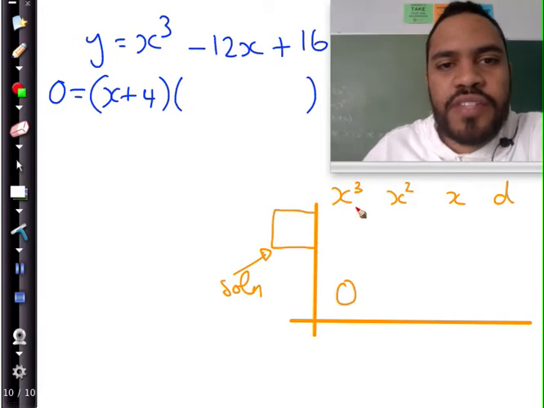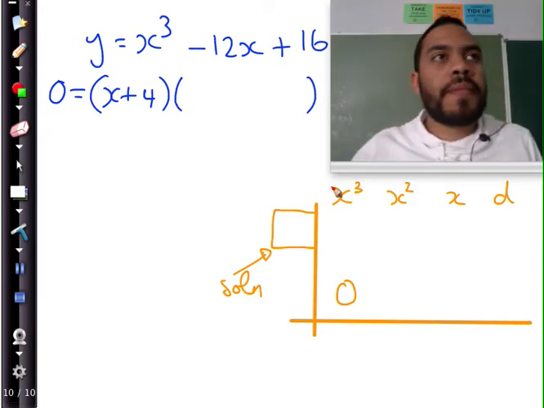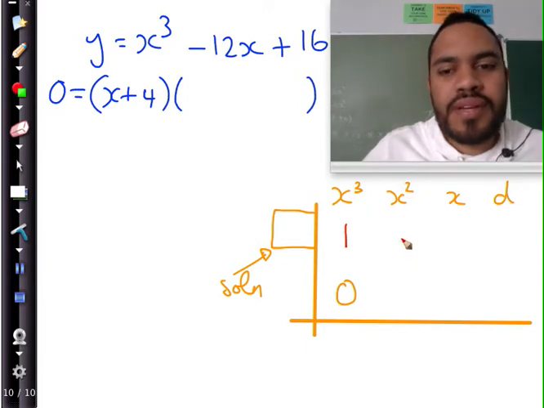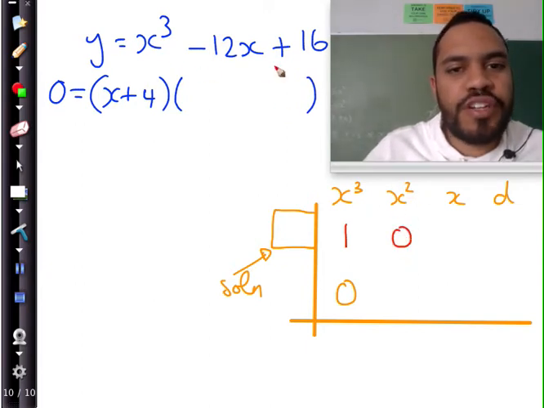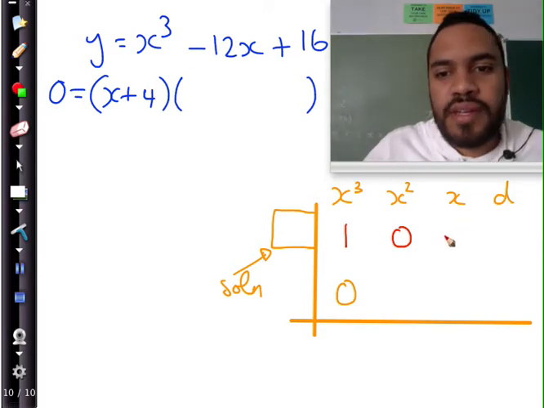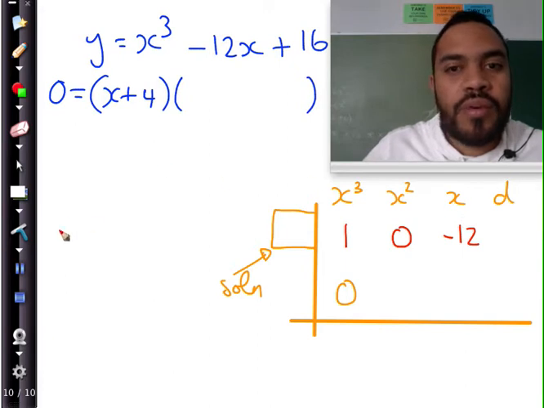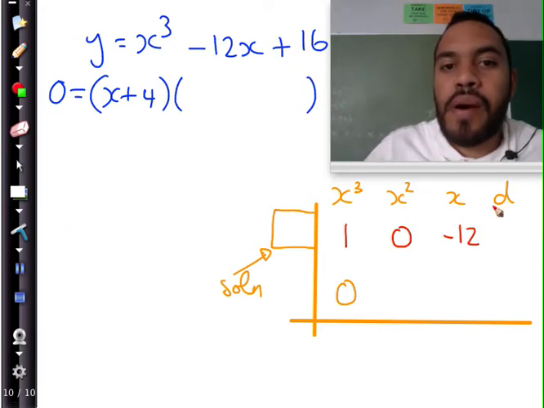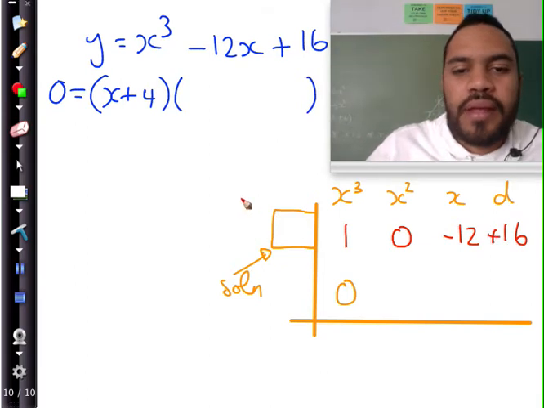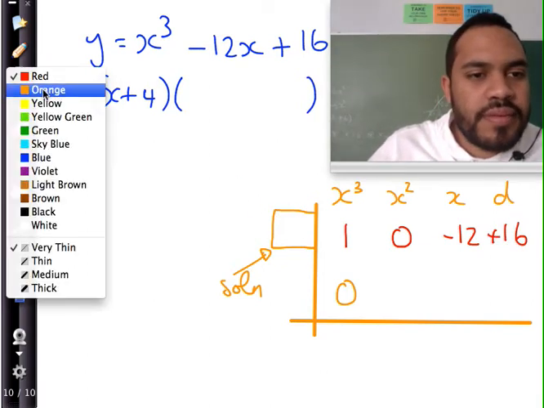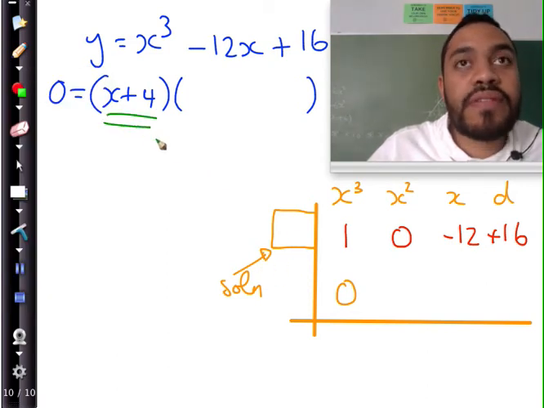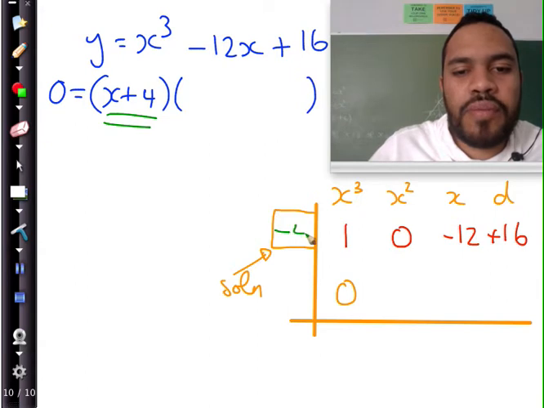And what are my coefficients? What's the coefficient of x cubed? 1. What's the coefficient of x squared? It's 0 because there's no x squared in my equation. Right? What's the coefficient of x? Negative 12. And what is d's value? 16, right. Positive 16. What goes on this side? The solution. Now given that I know the negative 4.